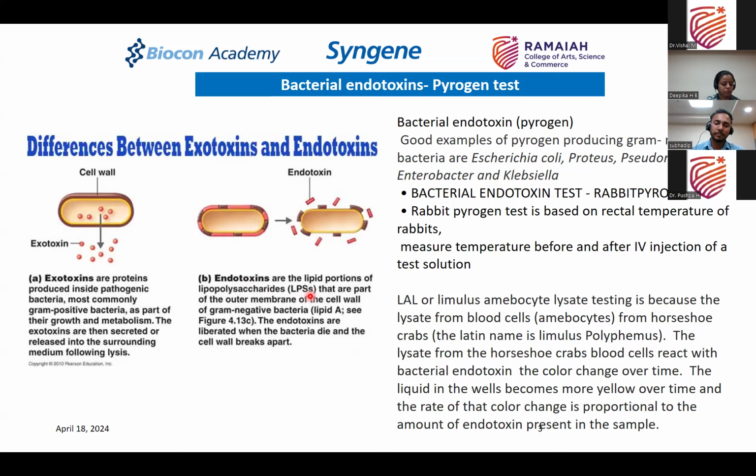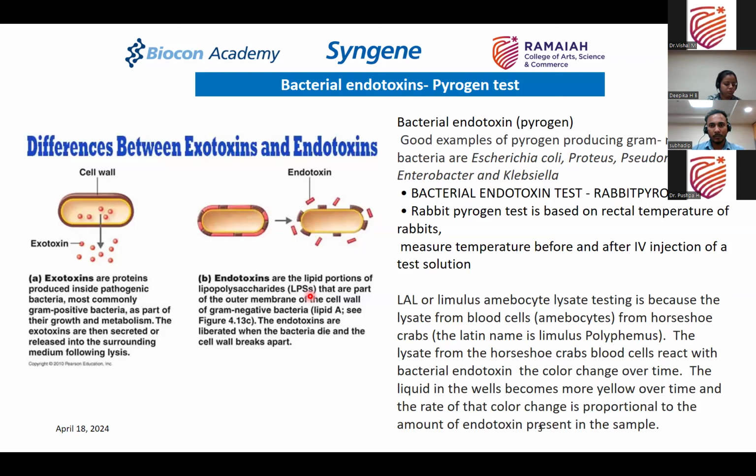These pyrogens are the ones which cause various diseases, especially fever, because of this particular substance. If it is present in a pharmaceutical product, and if gram-negative organisms are dominating in that product, they have the ability of producing these pyrogens.